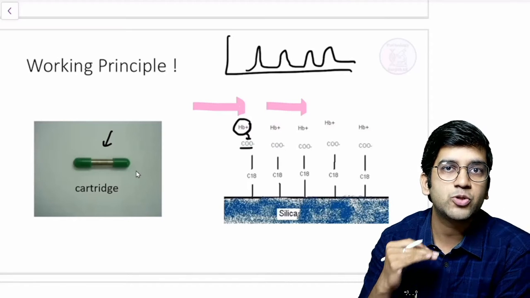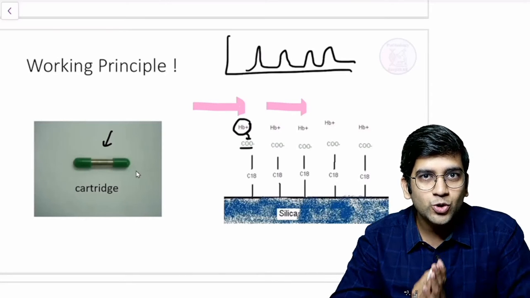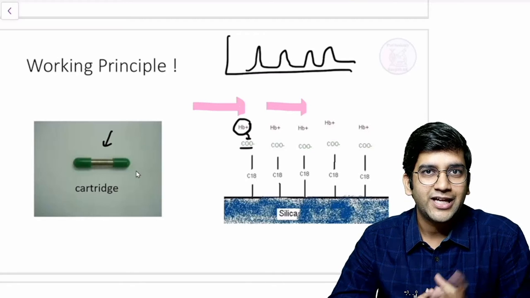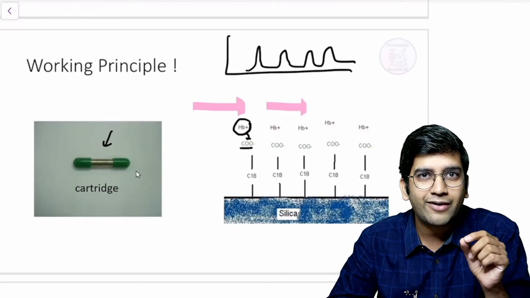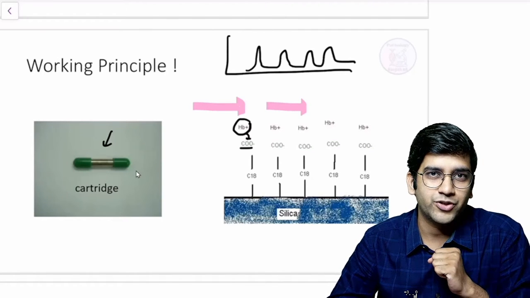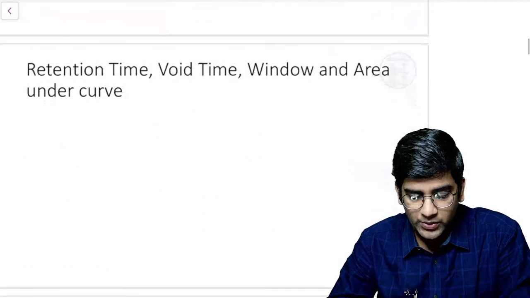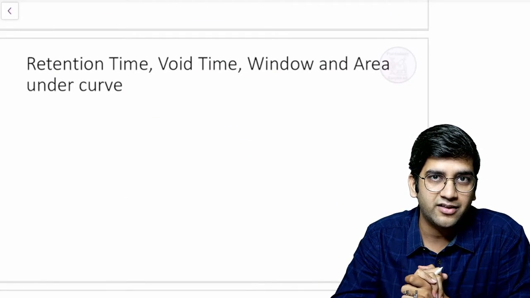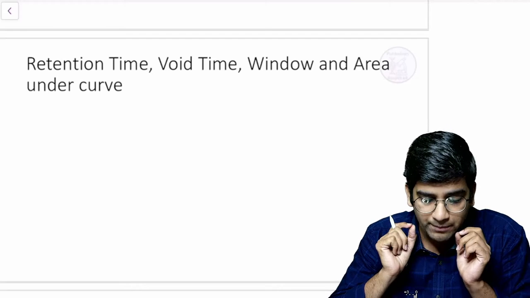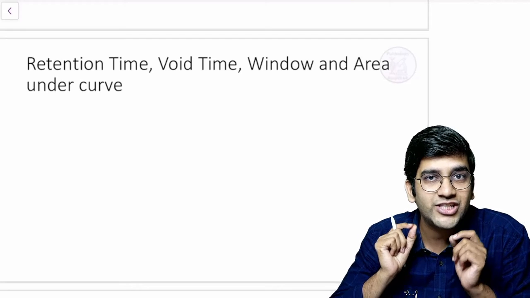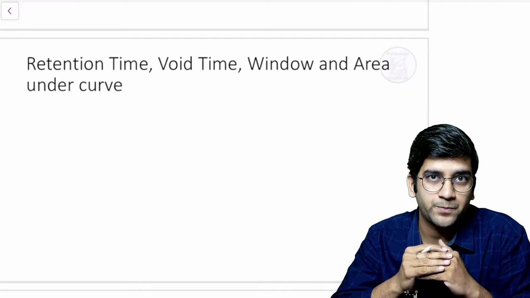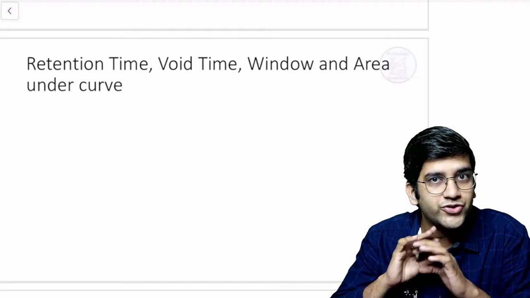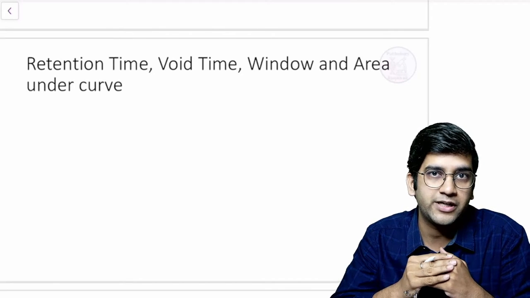So this is the principle of HPLC. So now once I know the principle, rest everything is easy for us, right? We know the principle. Now we'll have a quick look at a few of the important terminologies here. We have something called void time, retention time, windows, and area under the curve. I want you guys to pay utmost attention to this because this is the basis for my interpretation, right? If you have any doubts in this, you can ping me at any point of time. I'll try to explain to you again, fine?